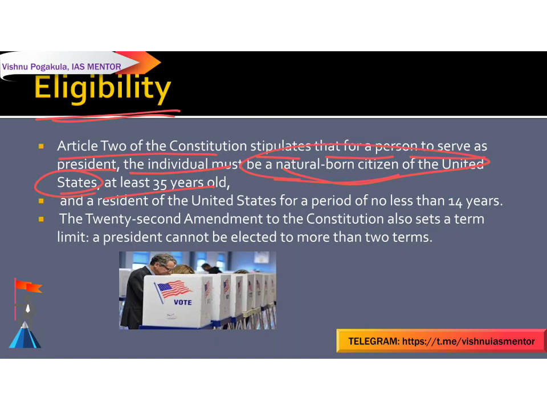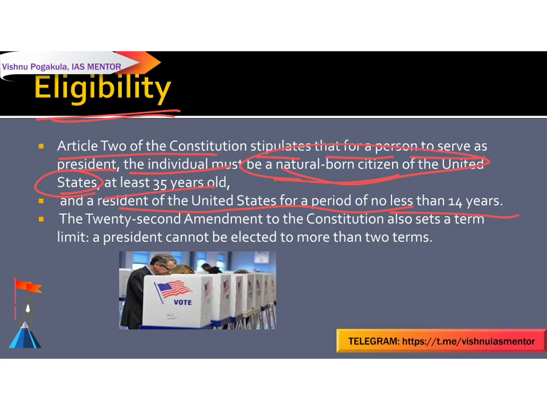For a person to serve as the president, he must be a natural born citizen of the United States, at least 35 years old, and a resident of the US for a period of no less than 14 years. That is, they should be a resident of the United States for 14 years and above to take part in the election.